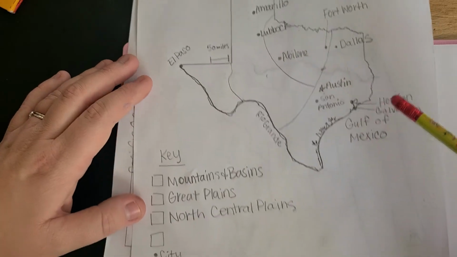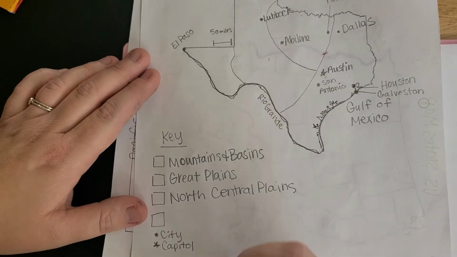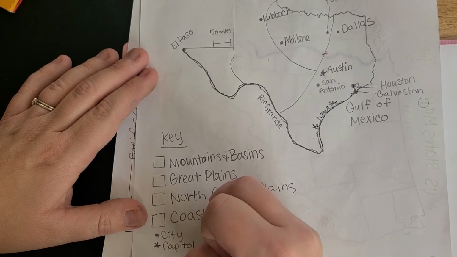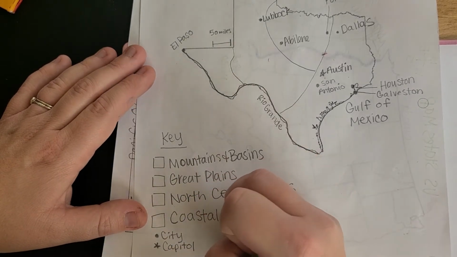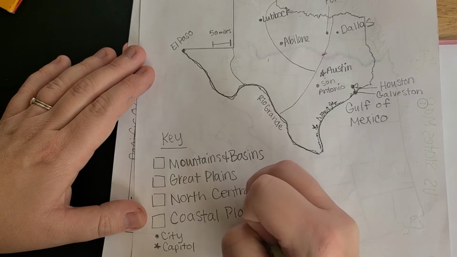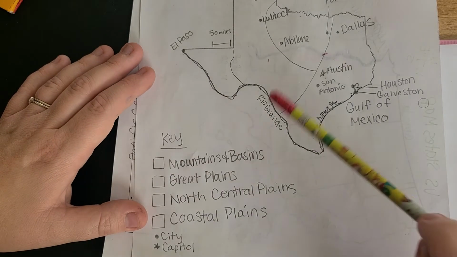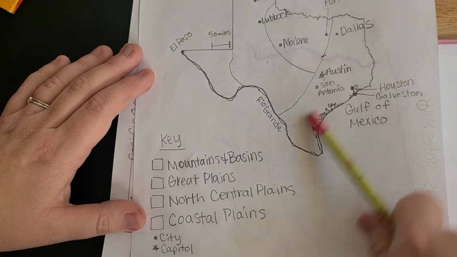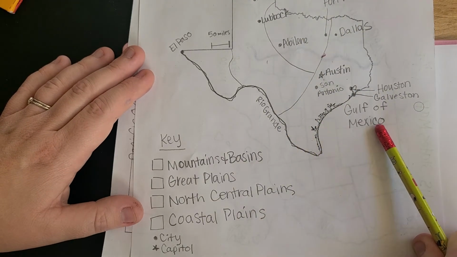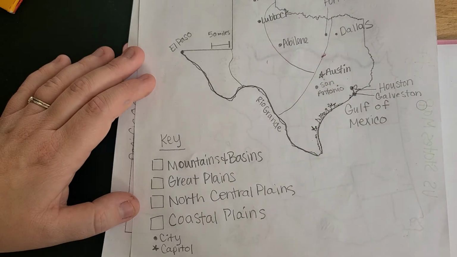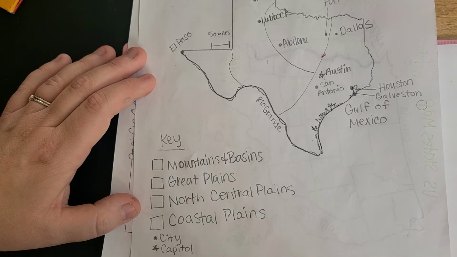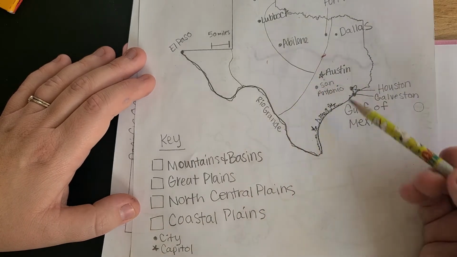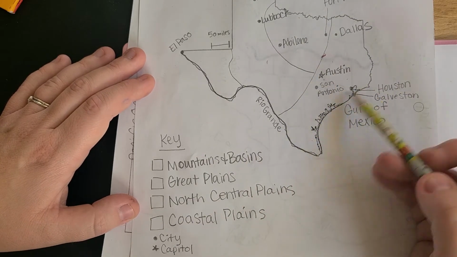And then this last one, which is right over here, is the Coastal Plains. Most of the population in Texas, most of our history, major cities, most of them are in the Coastal Plains. Okay, and the Coastal Plains touches the Gulf of Mexico. So our explorers that were exploring by ocean, they're going to come into the Coastal Plains. They're going to come in here in these areas.